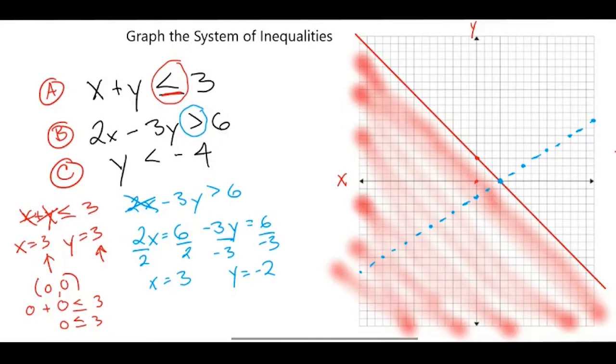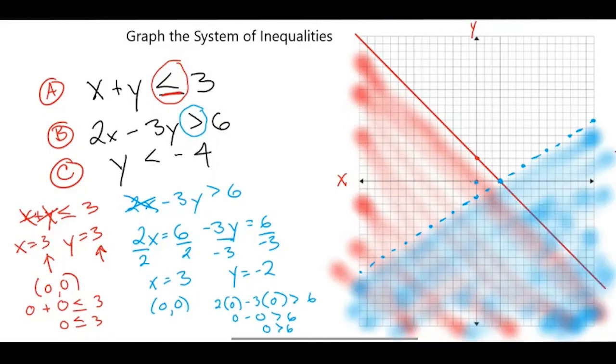Now I need to figure out where to shade. So I will plug in the point 0, 0. Since 0, 0 is not on the line, 0, 0 is the point I'm going to pick. So I'll have 2 times 0 minus 3 times 0 is greater than 6. So that's 0 minus 0 is greater than 6. And 0 is greater than 6. 0 is not greater than 6. 0, 0 does not work. So I'm going to shade the side that does not include 0, 0. All right, it's pretty obvious where these two overlap.